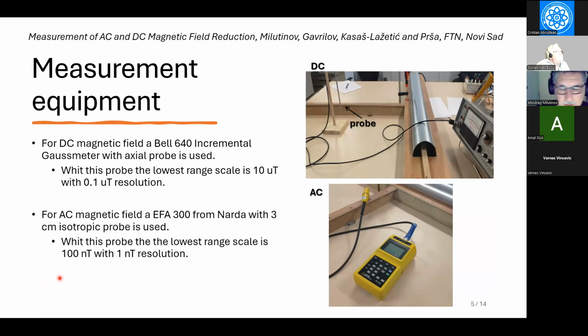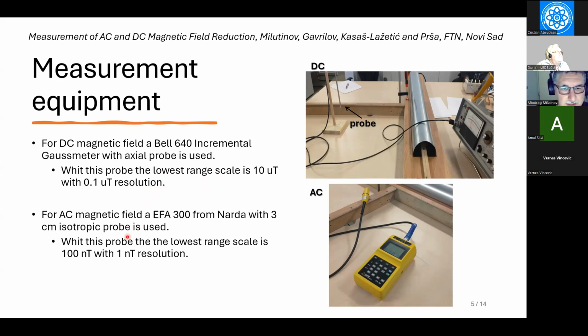Here you can see the measurement equipment. We use two instruments, one for the DC magnetic field and one for the AC magnetic field. In the upper photo, on the right side, you can see the old but still good enough Bell 640 incremental Gauss meter, with this XR probe, which is very sensitive. We can set the lowest range scale down to 10 microtesla with 0.1 microtesla resolution, which is good enough for this kind of measurement.